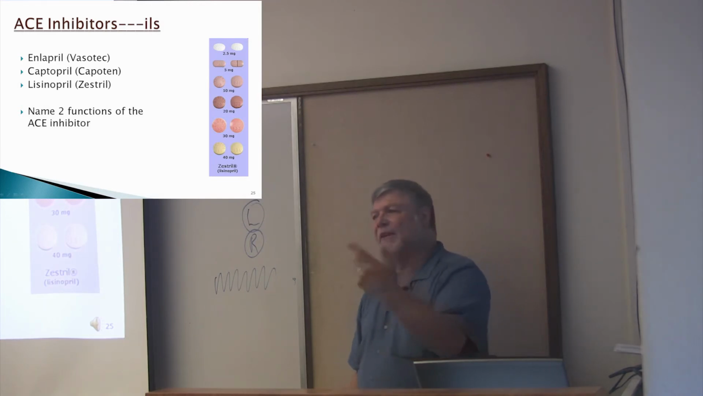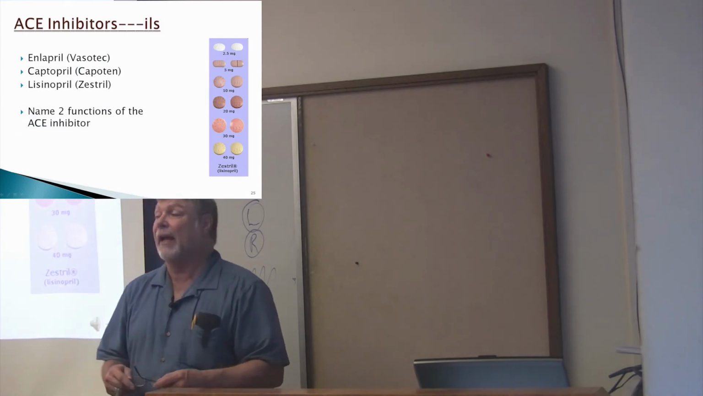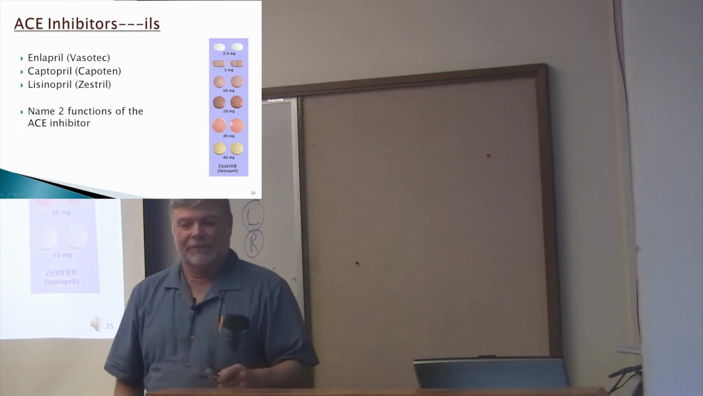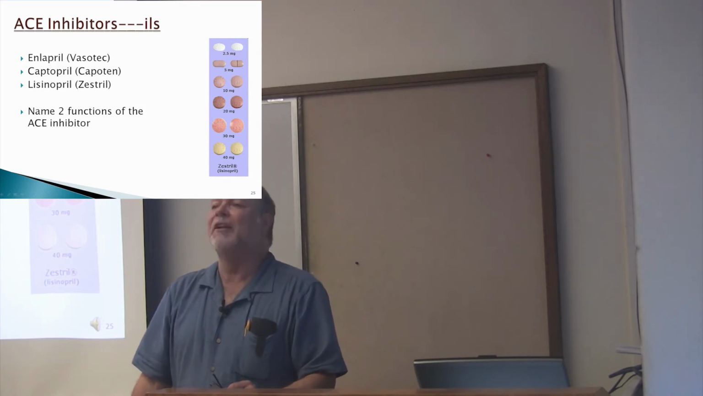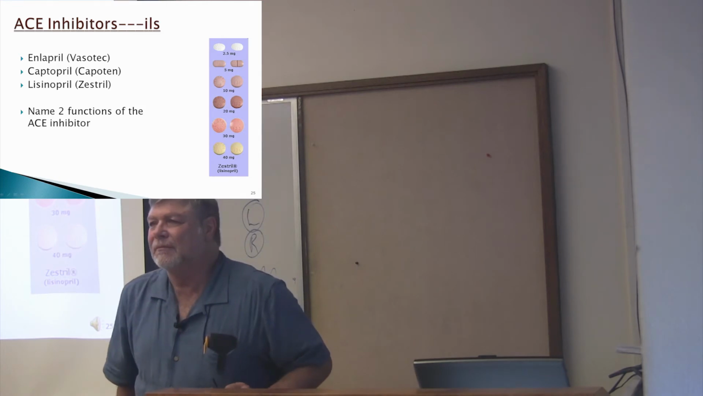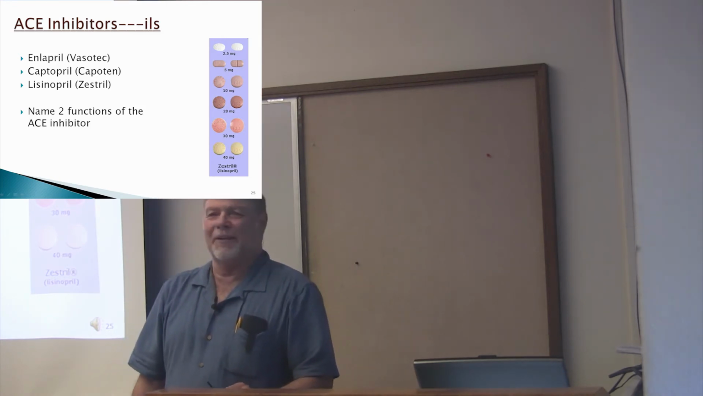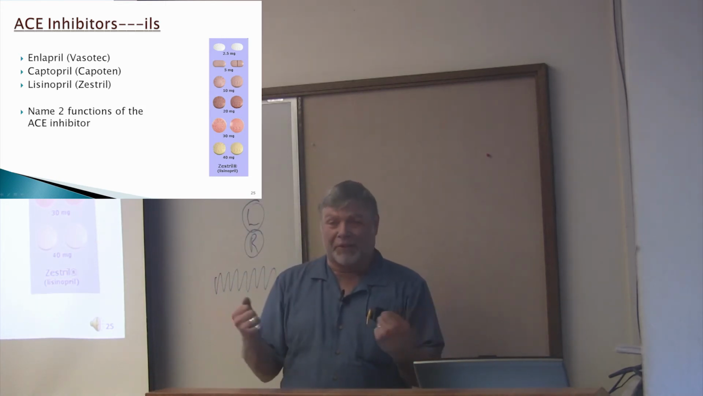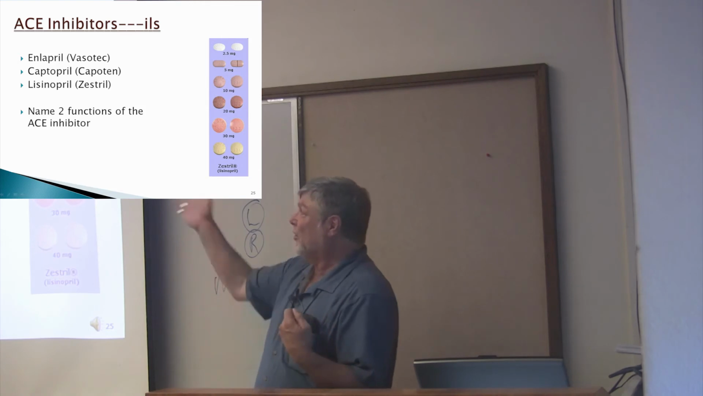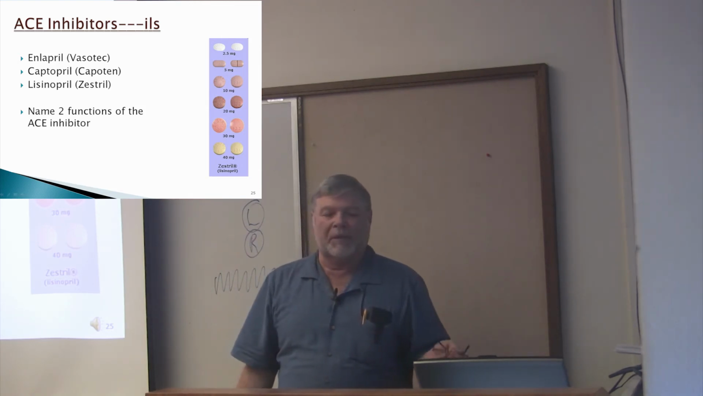So what are 2 functions of ACE inhibitors? How are they different? What does ACE stand for? Angiotensin converting enzyme inhibitor. So what does angiotensin make? Angiotensin 2. And what does that do? It's very potent, so what we're going to do is prevent the vasoconstriction, which is going to lower blood pressure.